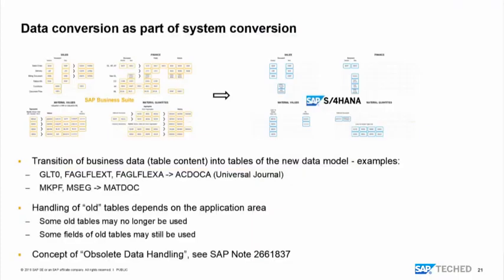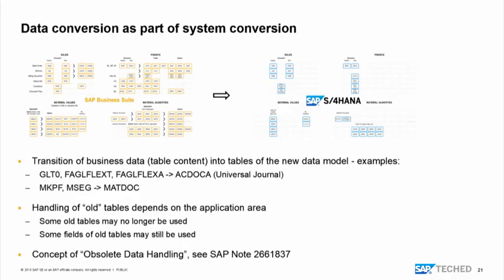So the data conversion is part of the system conversion. The picture here now shows, left-hand side, the family of the tables of the SAP Business Suite, especially ERP system. And then right-hand side in blue we see the simplified view on the tables that are part of S/4HANA. So we have simplified this to speed up the applications, and this has an impact on the technical conversion, because the business data, the table content, have to be moved into the new tables.